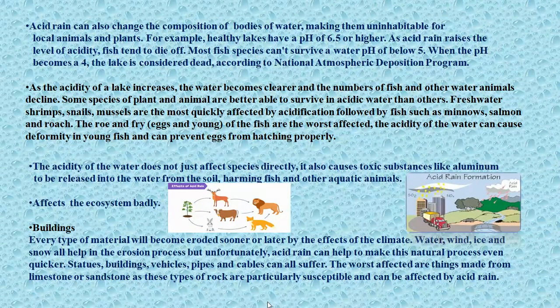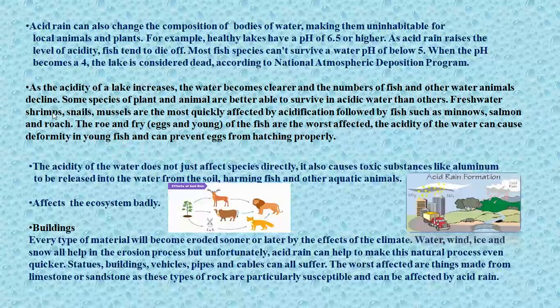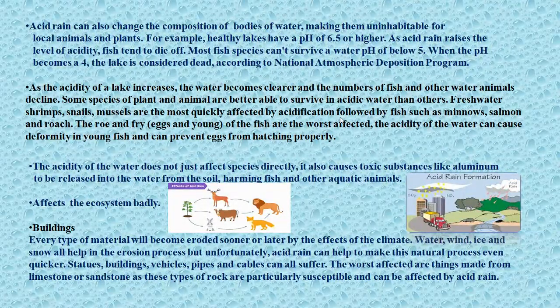or vice versa. As the acidity of a lake increases, the water becomes clearer and the numbers of fish and other water animals decline. Some species of plants and animals are better able to survive in acidic water than others. Freshwater shrimps, snails, and mussels are the most quickly affected by acidification, followed by fish such as minnows, salmon, and roach. The roe and fry of the fishes are the worst affected. The acidity of the water can cause deformity in young fish and prevent eggs from hatching properly.